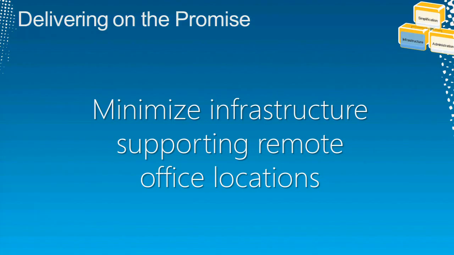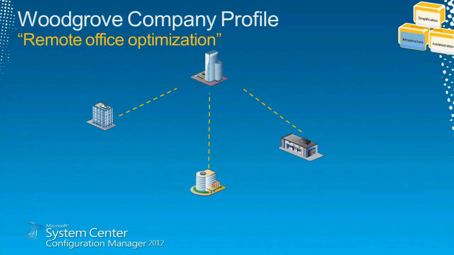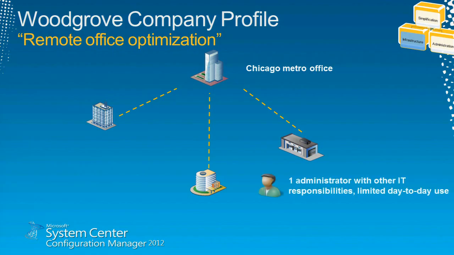So now we're going to move on to minimizing your infrastructure for remote offices. I press the forward button and nothing happens. There we go. Okay, so here's a company profile for Woodgrove. We'll show you what their profile is and show you how we would configure a network environment for them. They have an office headquarters in Chicago. They have one administrator that does a bunch of other stuff, so limited use on a daily basis, a Configuration Manager.